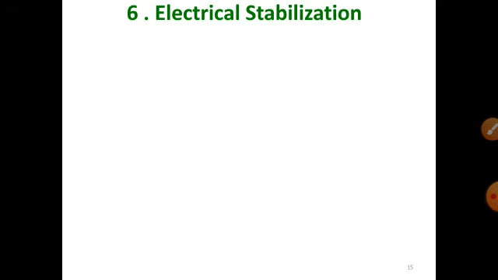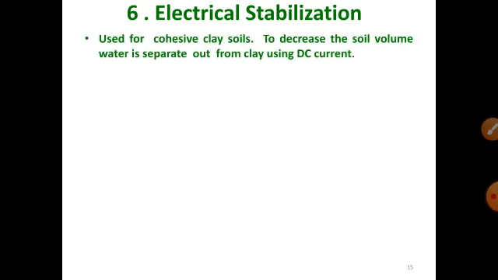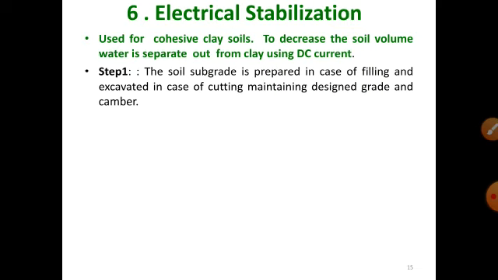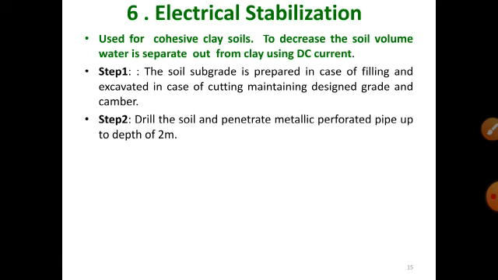And the last method is electrical stabilization. This method is used for cohesive clay soils. To decrease the soil volume, water is separated out from clay using DC current. First step is the soil subgrade is prepared in case of filling and excavated in case of cutting, maintaining design grade and camber. Step 2, drill the soil and penetrate metallic perforated pipe up to depth of 2 meter.